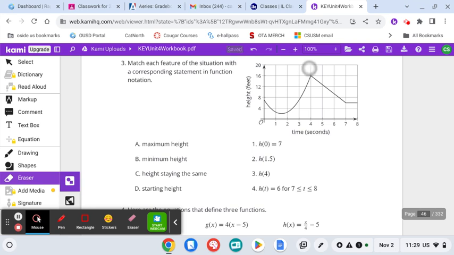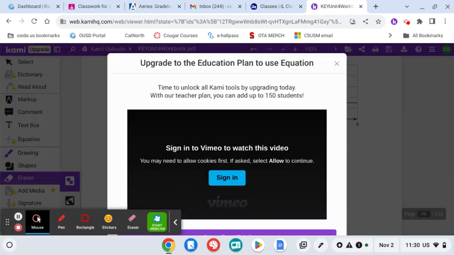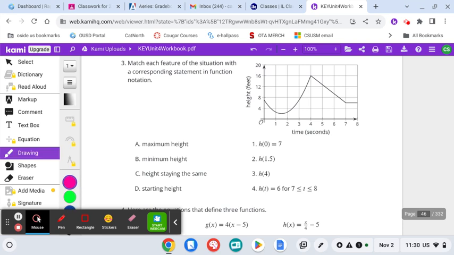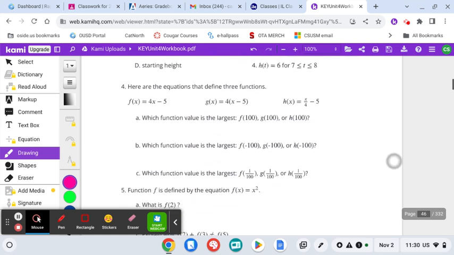Well, that max happens at time 4. And so that's why this would match to h of 4 when the x or the time is 4. You're going to go do the same, matching the minimum, matching the height staying the same. What would the height staying the same look like on the graph? And then the starting height. Remember, the starting height is always going to be our vertical intercept, our y-intercept. Okay, go see how you do with the matching and then check your answers with your teacher tomorrow.